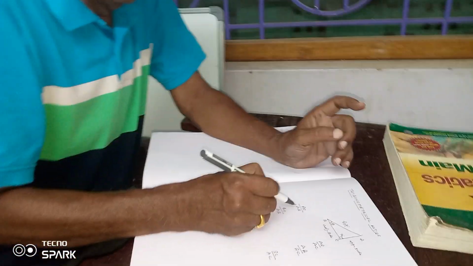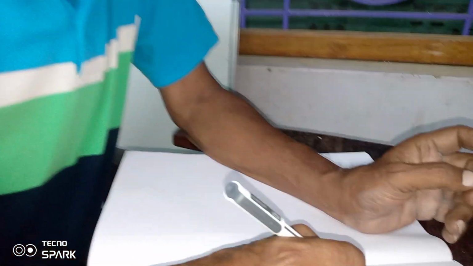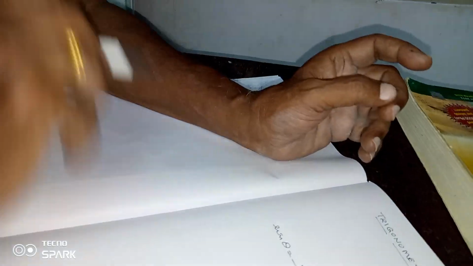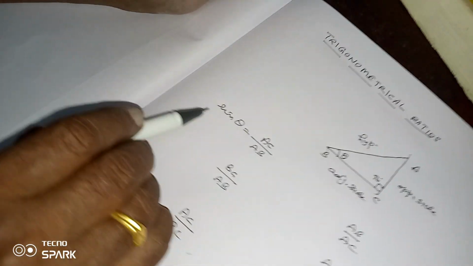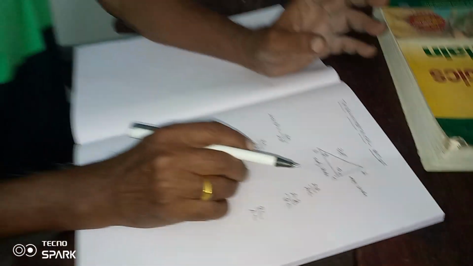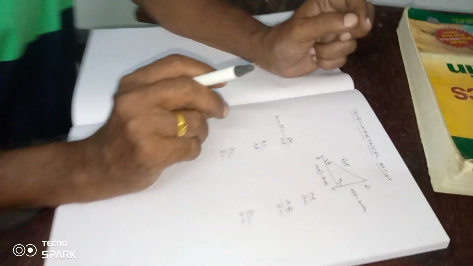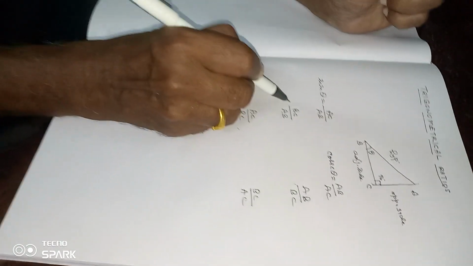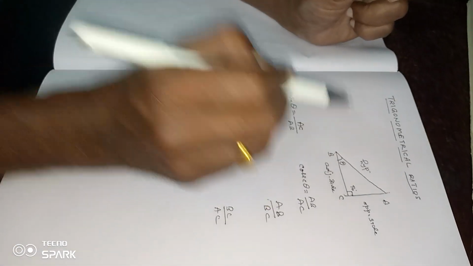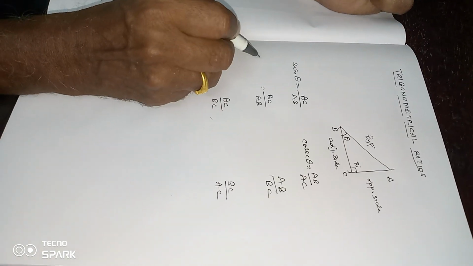Now this ratio AC by AB is opposite side by hypotenuse, and this ratio is called sin theta. We write it as SIN theta, and we call it sin theta. Sin without theta is meaningless. The reciprocal of sin theta is cosecant theta, cosec theta. And this adjacent side BC by hypotenuse is called cosine theta, that is cos theta.